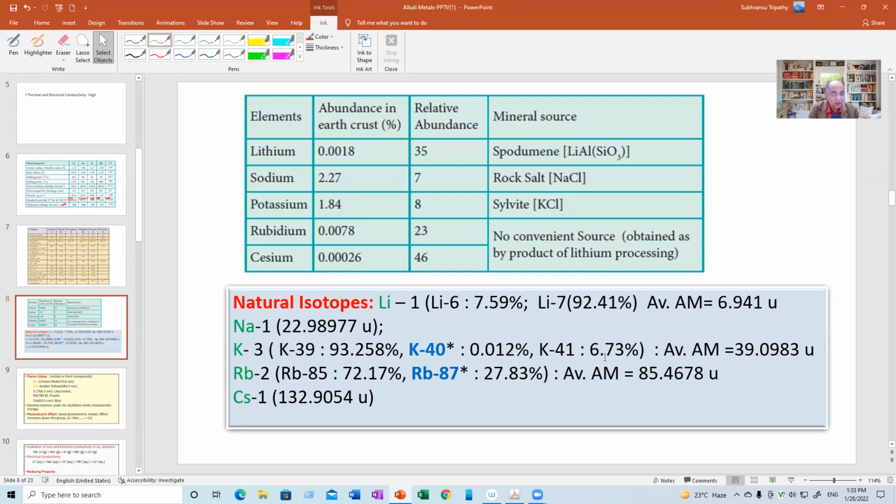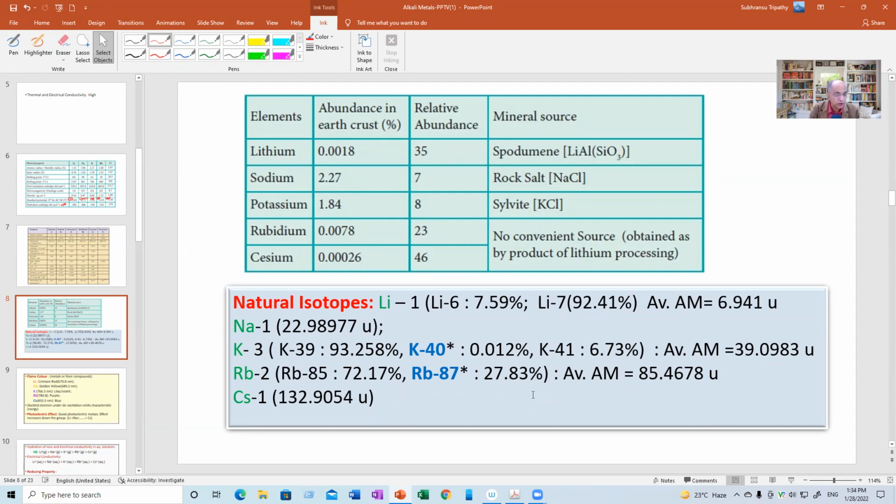Potassium has 3 natural isotopes. Remember that. Out of which 39 is most abundant. 41 is least, 6.73. They are stable, but potassium 40, which is present in very small amount, is a beta emitter, is radioactive. So natural potassium also contains the radioactive potassium 40. But 39 and 41, they are stable. And the average is coming close to 39 because 39 is more than 90%.